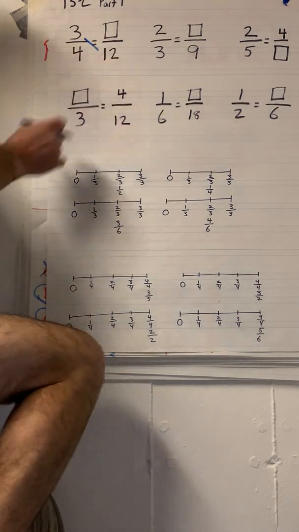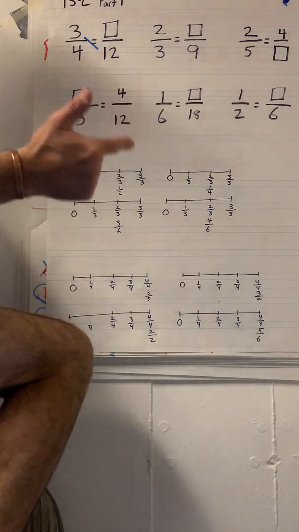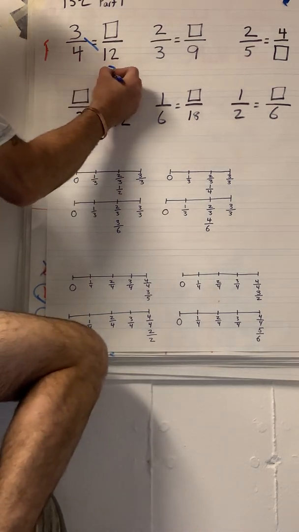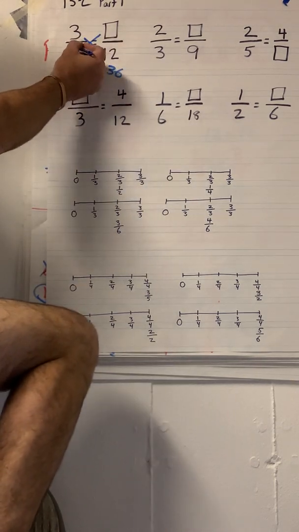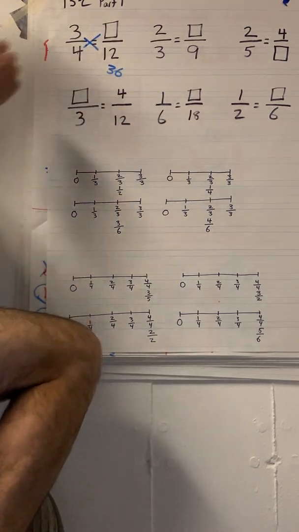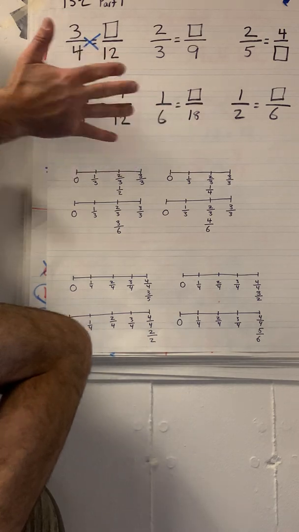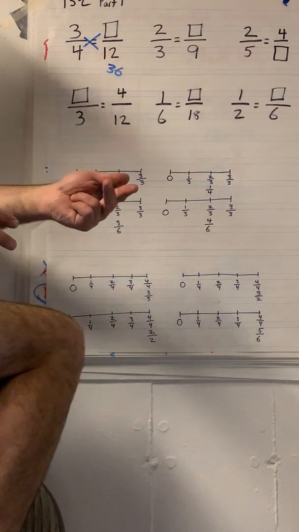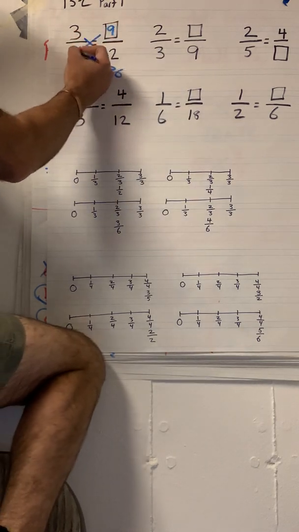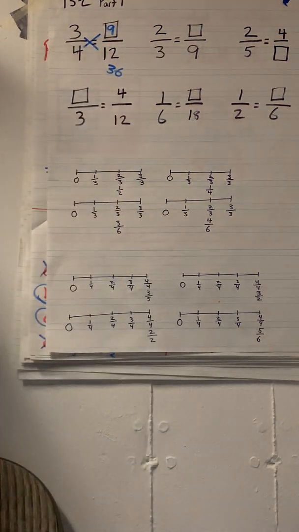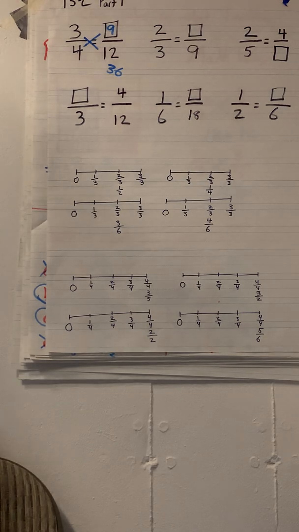So I got 3 times 12. Let's go by 12. 12, 24, 36. So what I'm asking myself is, what times 4 is 36? So I'd have to count by 4s, right? 4, 8, 12, 16, 20, 24, 28, 32, 36. So it must be 9. 3/4 equals 9/12, all right?